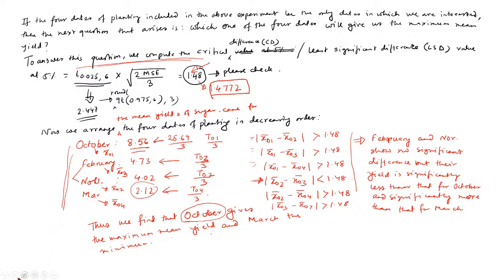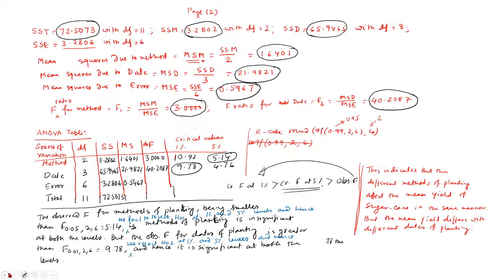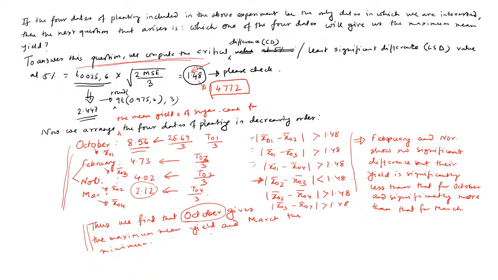Now, I think it is clear. We can conclude that October gives maximum mean yield, March gives minimum mean yield because of this, and the recommendation is we should use October for planting, and use any method. Why any method? Because we already see that there is an insignificant difference in the methods. You see that line, the observation per cell method. So this method of planting is insignificant. So we can use any method, but we use October for planting. Okay. Thank you.